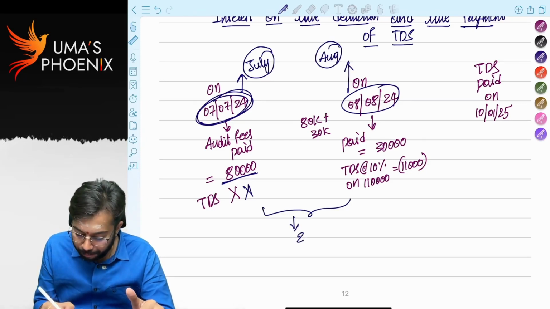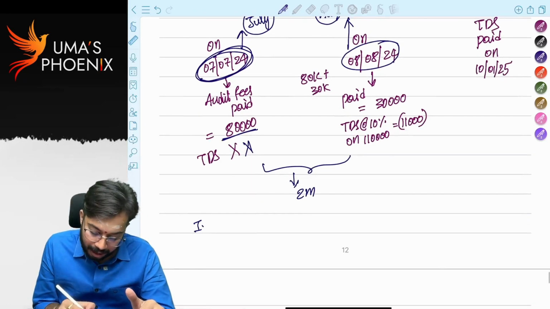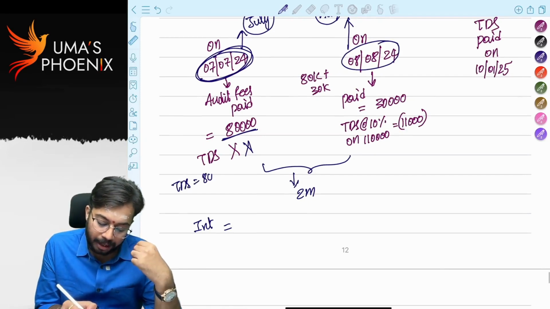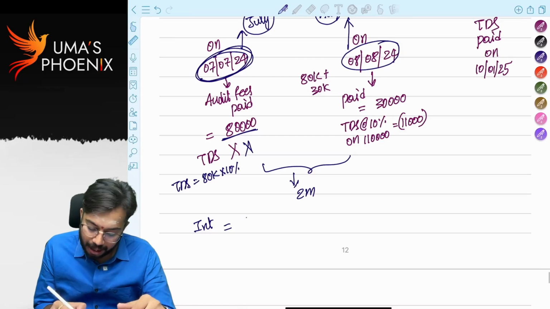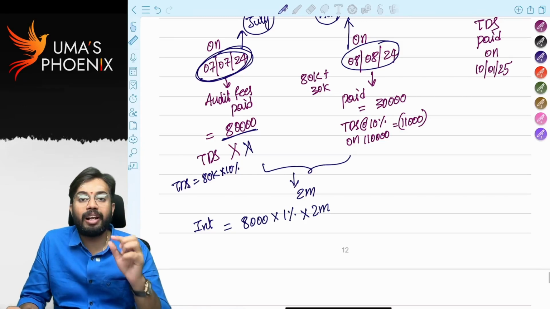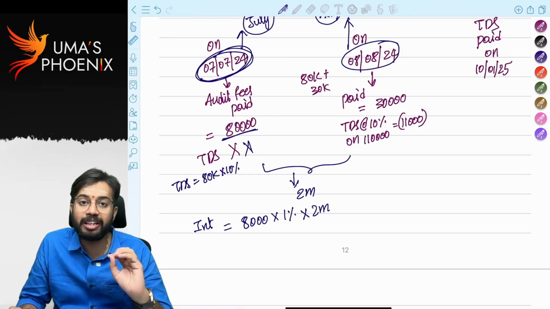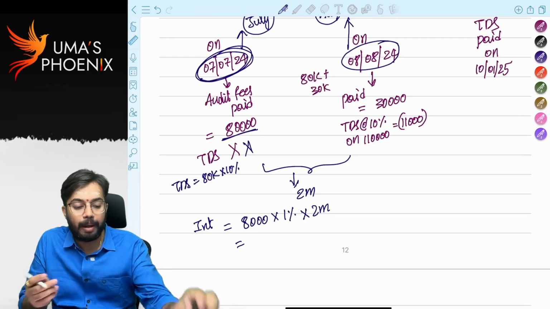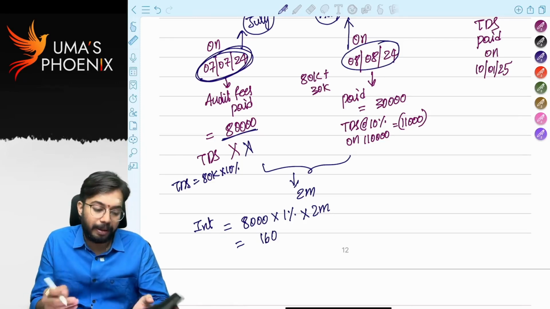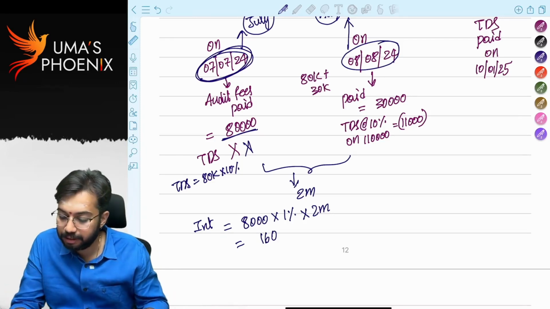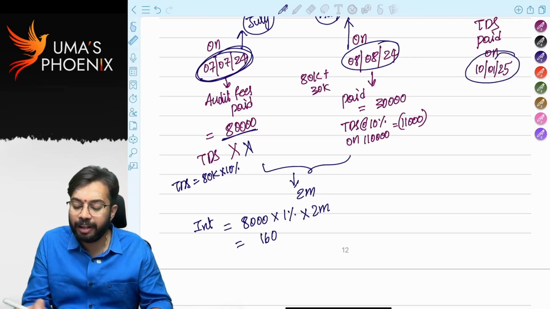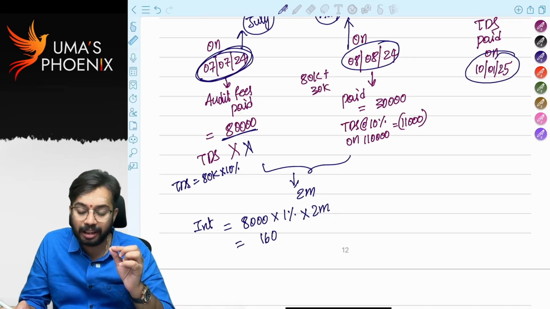So for a period of 2 months, interest will be calculated. How much is the TDS amount? TDS is equal to 80,000 into 10%, 8,000, right? 8,000 into 1% into 2 months. So for late deduction of TDS, rate of interest is 1%. 8,000 into 1% into 2 months, how much? 160 rupees.